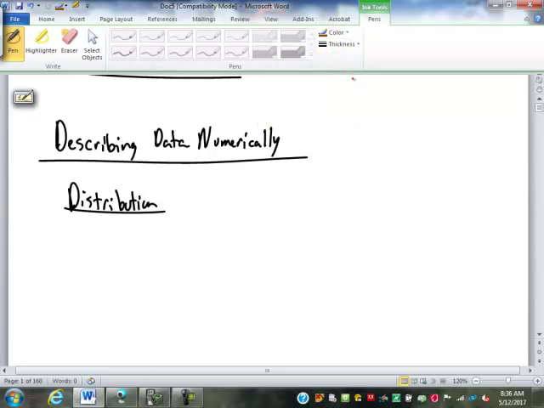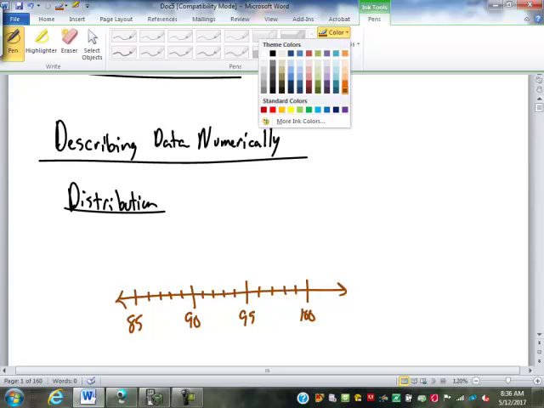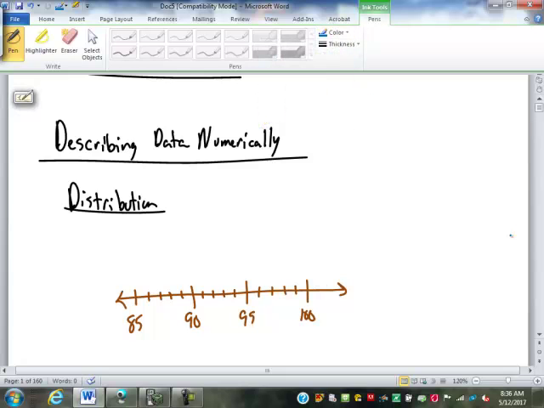Let's talk about this last test. Let's say that last semester, this last test had scores that ranged from 85 up to 100. So we create a number line with values covering that whole range. And now let's say I'm going to compile all the tests from the last several years so that I have enough points here.